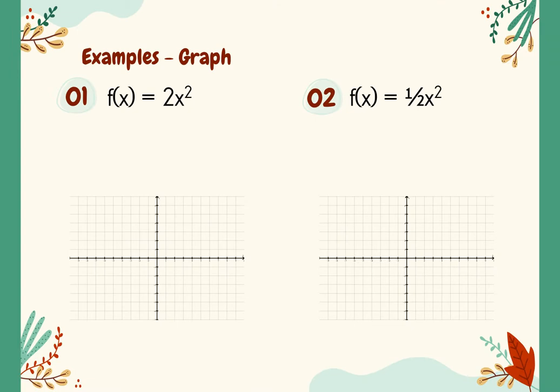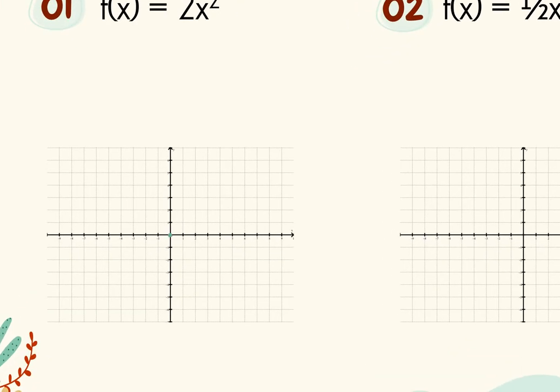All right, so we start with the ones that are basic because there are no shifts left or right or up or down. If I look at this, there's nothing added or subtracted inside the parentheses, and there's nothing added or subtracted after the square, right? Which tells me I don't go left or right or up and down, and my vertex would be at 0, 0. So I'm going to plot a point at 0, 0, because there's no shift left or right and no shift up or down.